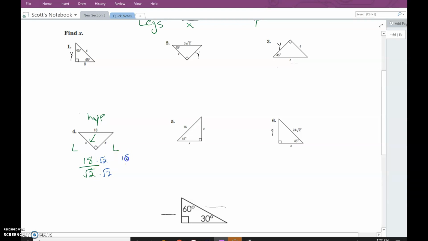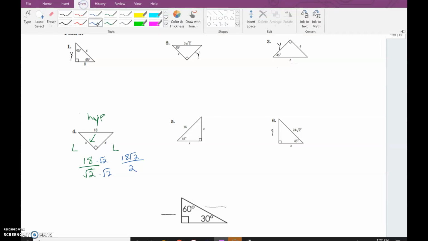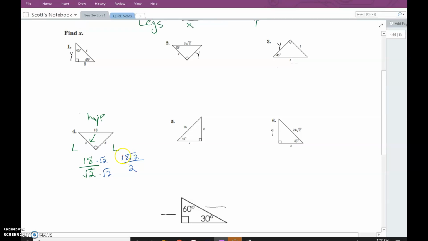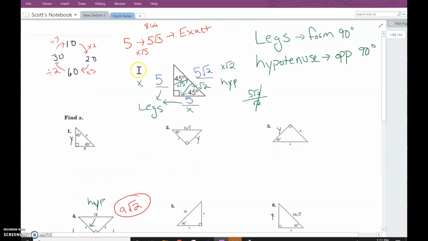All right, now I have 18 square root of 2 over square root of 2 times square root of 2, which is actually the square root of 4, because you're multiplying. Then you take the square root of that, it's just 2. Okay, now since both of these are on the outside, I can cancel this. Boom, boom. 18 divided by 2 is 9. So my answer would be 9 square root of 2. And that would be for both of these, because no matter what, the legs are always the same.